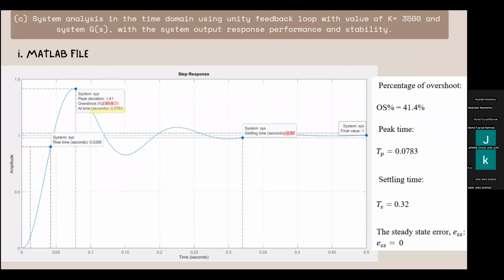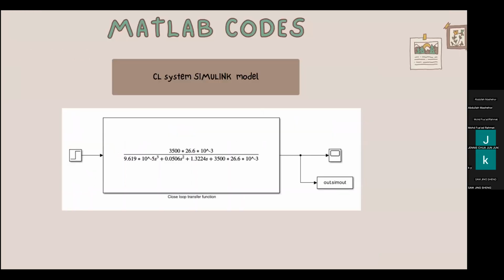The overshoot is 41%, which is so high, and our aim is to reduce this overshoot. Next, we have the peak time and the settling time. Peak time is 0.078 and settling time is 0.32. Next, the Simulink. This is the code for the Simulink model.